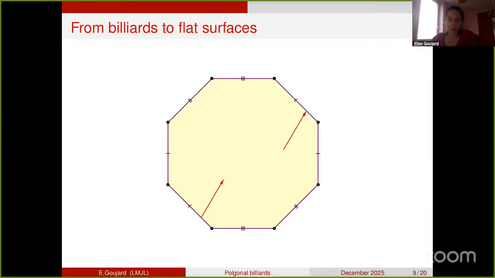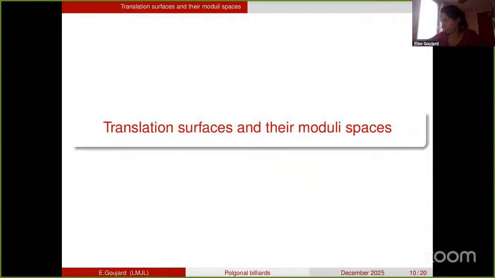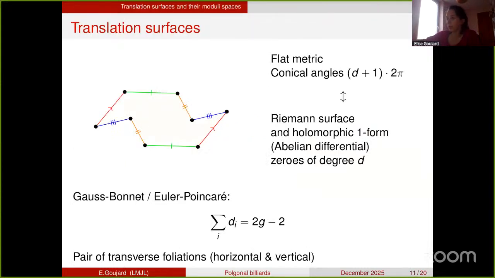I will start by mentioning some facts about these translation surfaces and their moduli spaces that are useful to the study of the dynamics of billiards. I hope I convince you that it's useful to study such objects and the directional flow in such objects, knowing that it makes sense to speak about, for instance, the north direction in such objects because the sides are just glued by translation, which will preserve this direction.